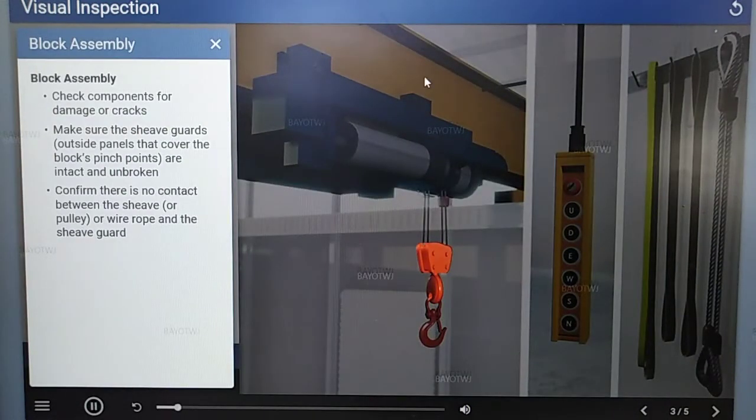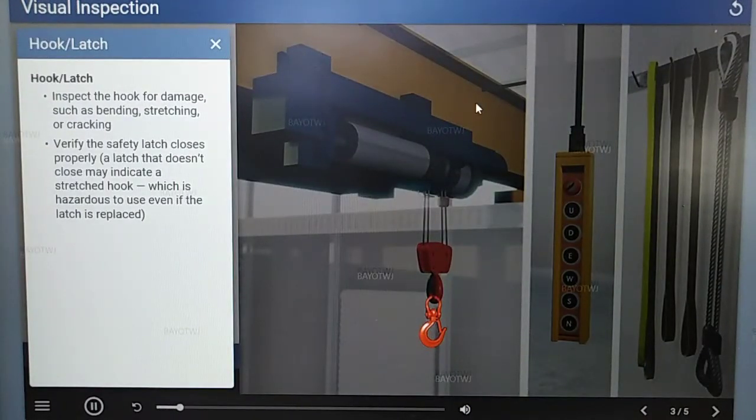Check the block assembly's components for damage or cracks. Make sure that the sheave guards, the outside panels that cover the block's pinch points, are intact and unbroken. The sheave or pulley and the wire rope should not make any contact with the sheave guard.